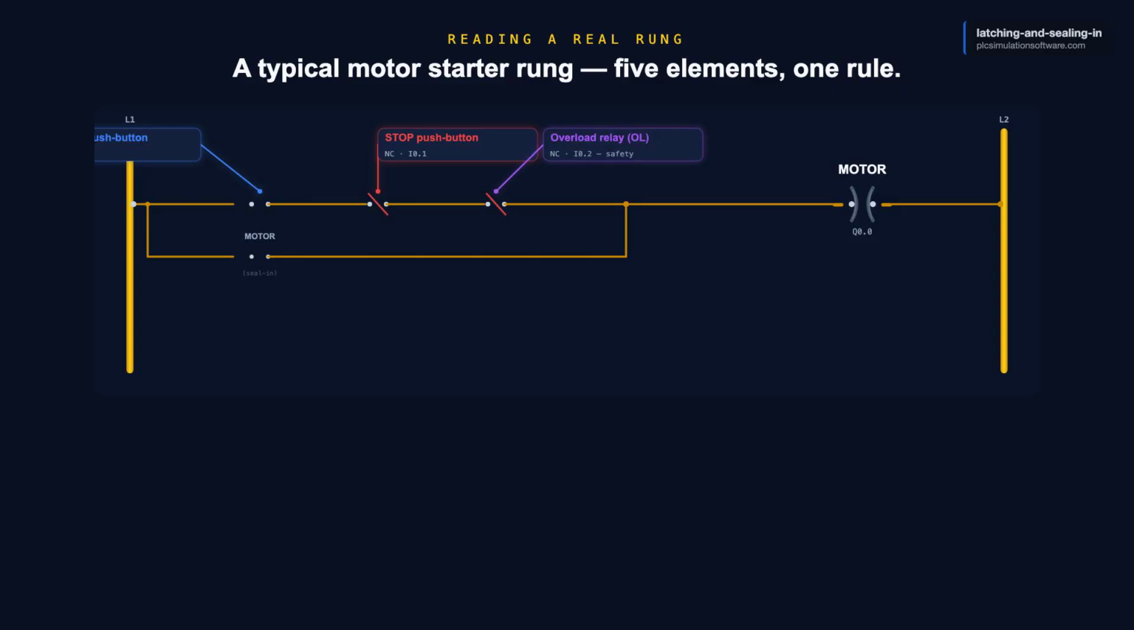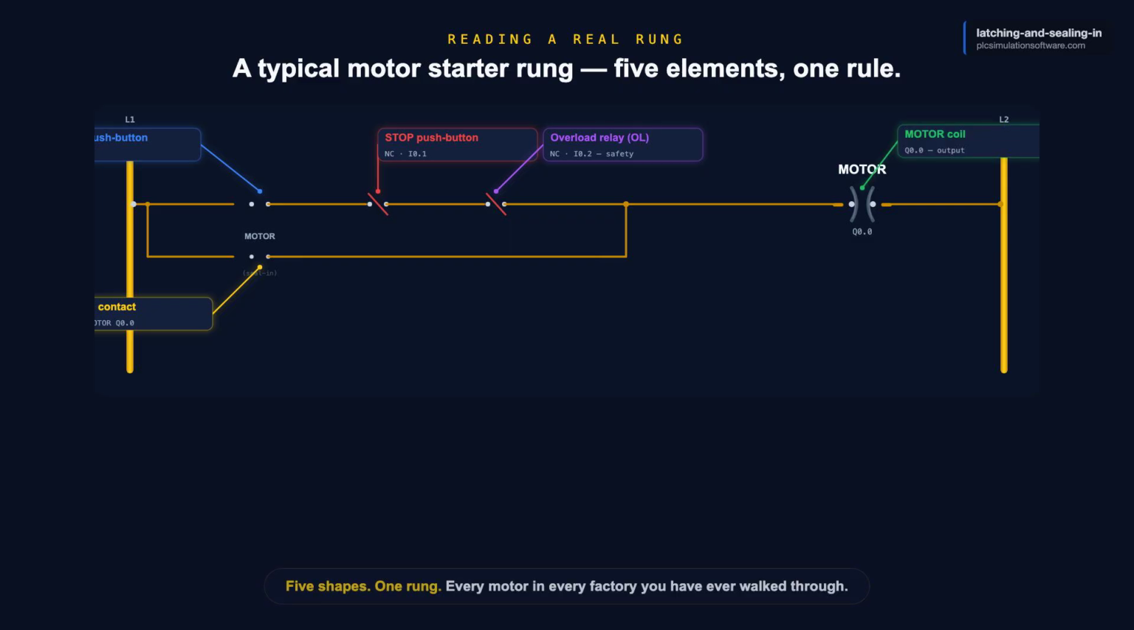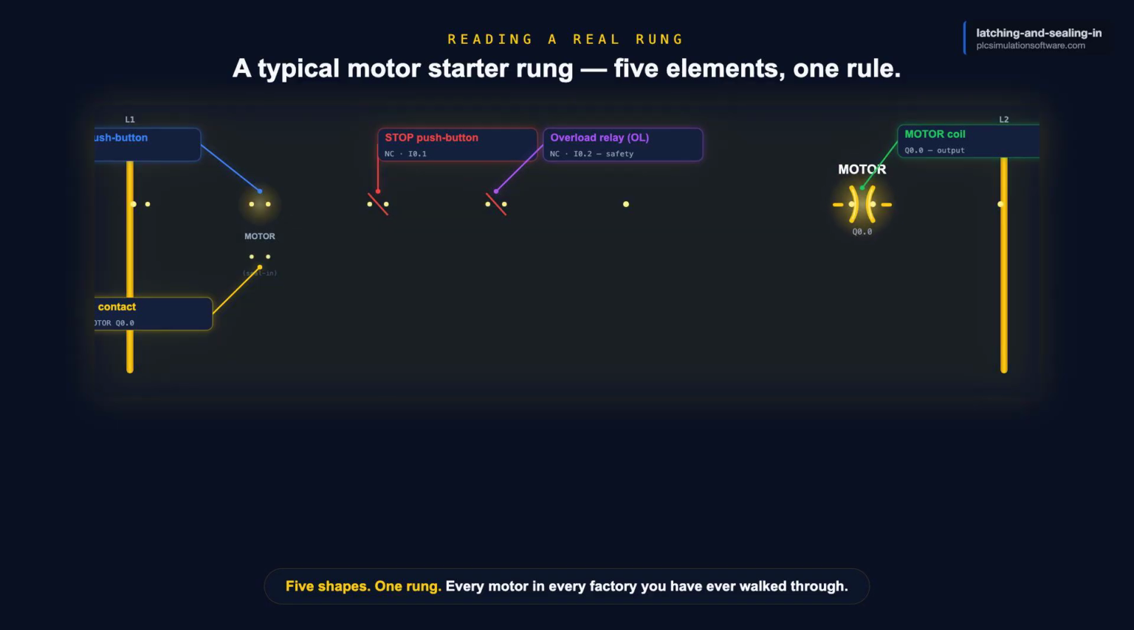A typical motor starter rung looks like this. On the far left, a normally open contact for the start push button. In series with it, a normally closed contact for the stop push button. In series with that, another normally closed contact for the motor's overload relay, a safety device that opens when the motor draws too much current. In parallel with the start contact, a normally open contact reading the motor coil's own output. That is the seal-in. On the far right of the rung, the motor coil itself.